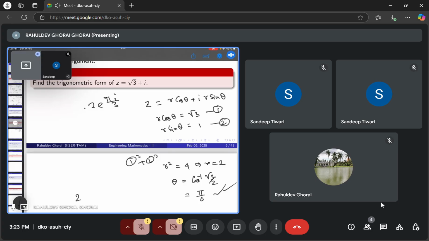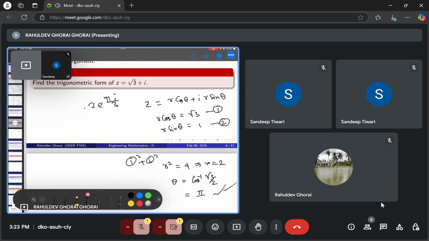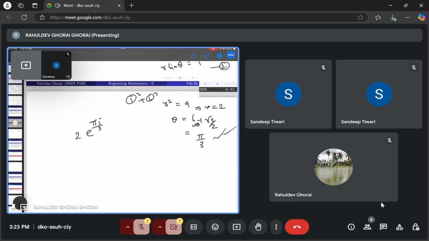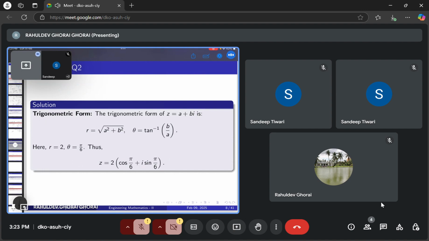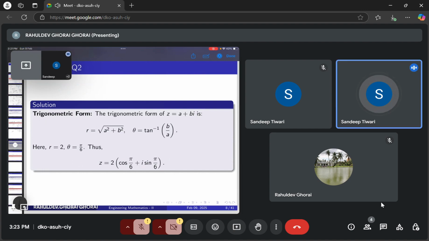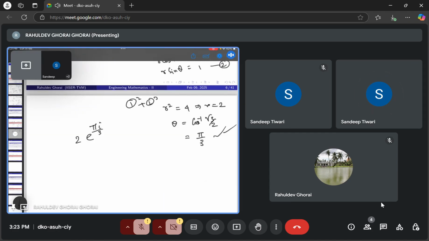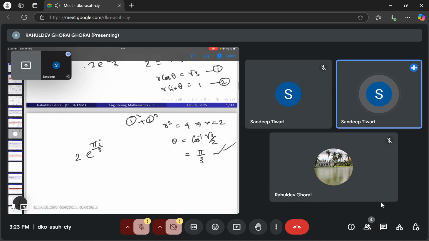No, pi by 3, right? Not pi by 6. It should be pi by 3. So 2 times e to the power pi i over 3. I think the answer is also given. Oh, sir, it is pi by 6, sir. Pi by 6. Yes, sir. Sir, cos 60 degrees is 1 by 2, sir.